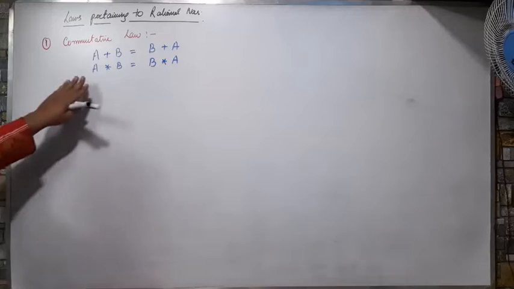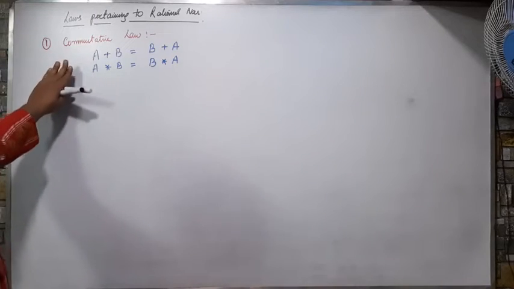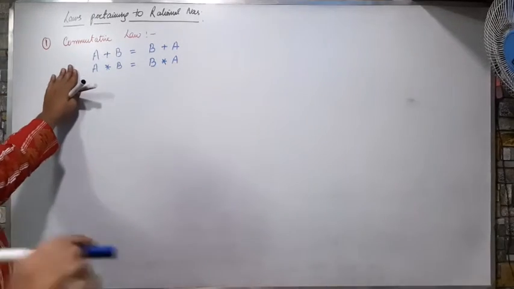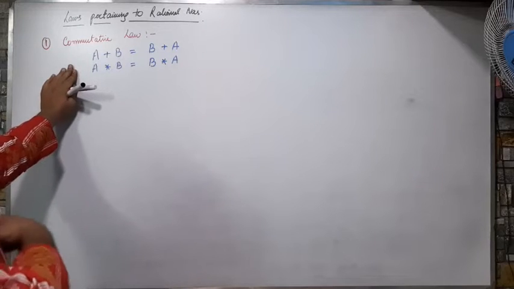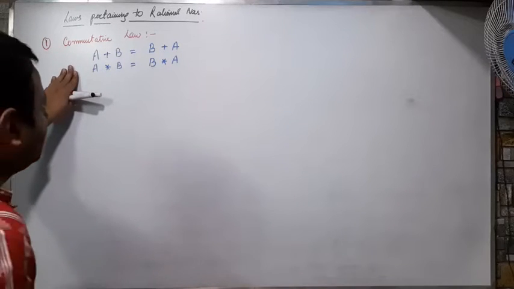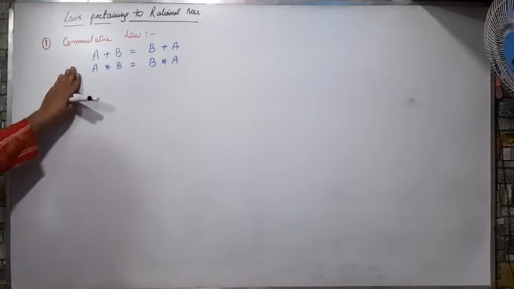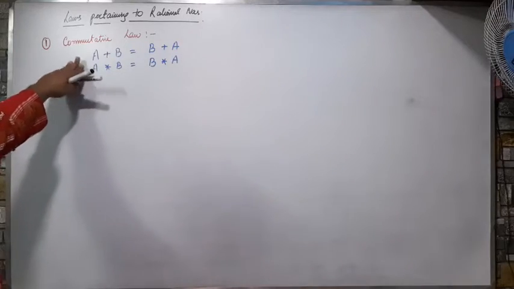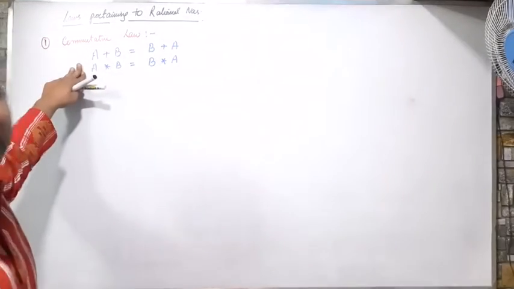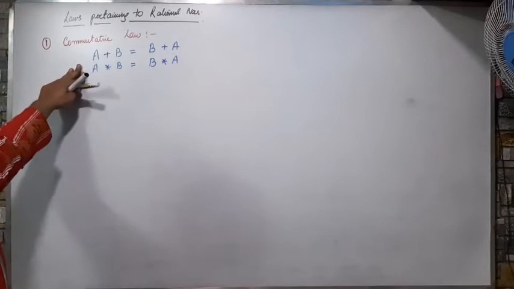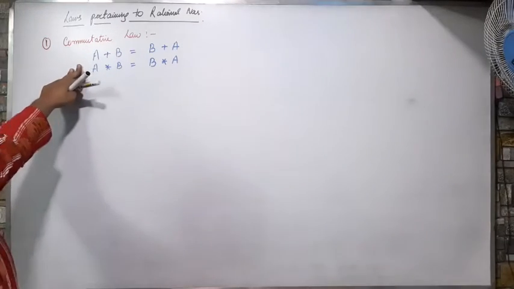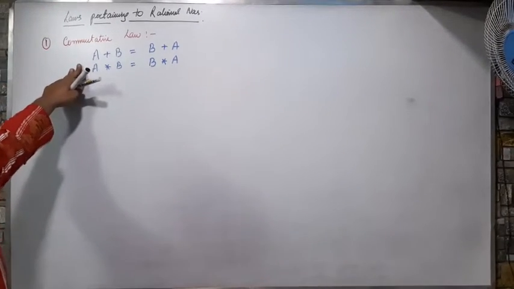This is applicable only for sum and the product, not applicable for difference or the quotient. Means division and subtraction cannot be applied by the law. The commutative law says that the sum of any two rational numbers will be the same from both ways, that a plus b equals b plus a, and a into b will be equal to b into a.